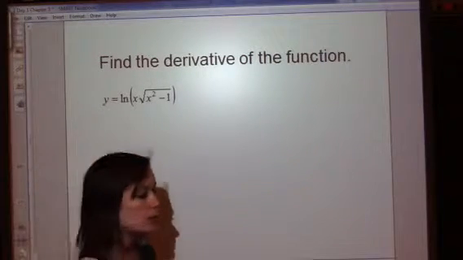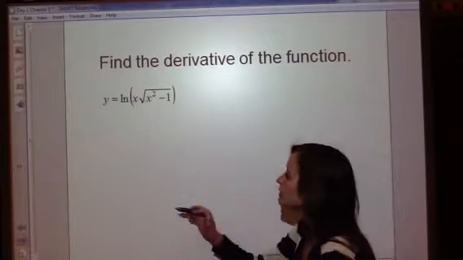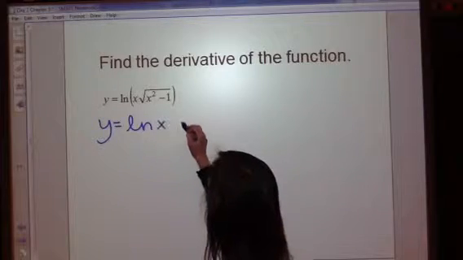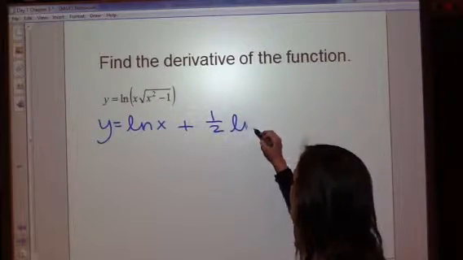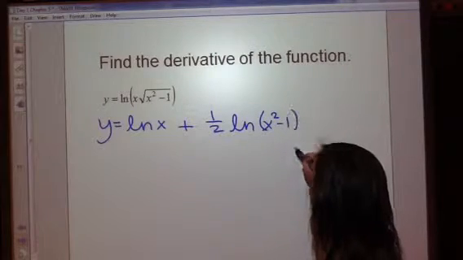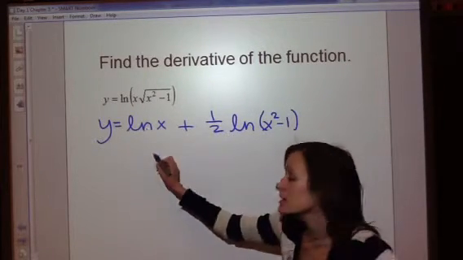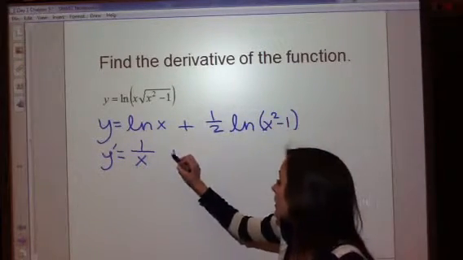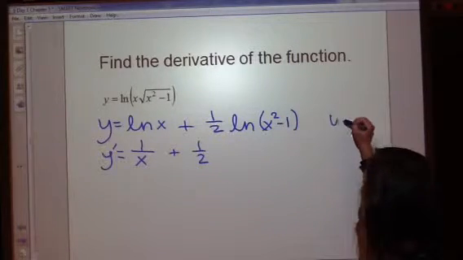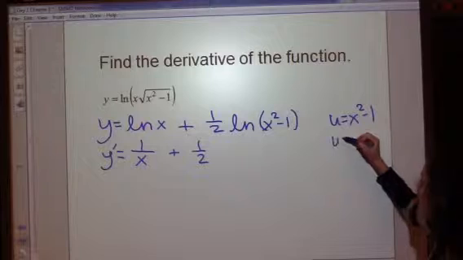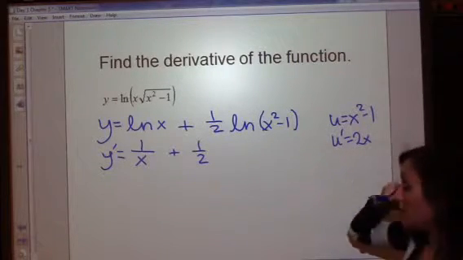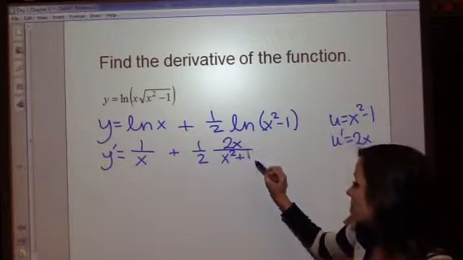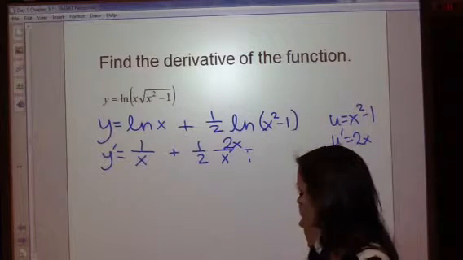So, see if you can do this one on your own by rewriting first. So we rewrite as ln x plus a half ln of x squared minus 1. So derivative of ln x is 1 over x. Derivative here, we got plus a half. Our u is x squared minus 1, so our derivative is 2x. So for ln, you put your derivative on top, divided by your u, x squared minus 1.